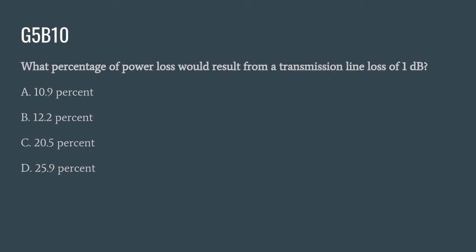G5B10. What percentage of power loss would result from a transmission line loss of 1 dB? A. 10.9%. B. 12.2%. C. 20.5%. Or D. 25.9%. Correct answer here is 20.5%.